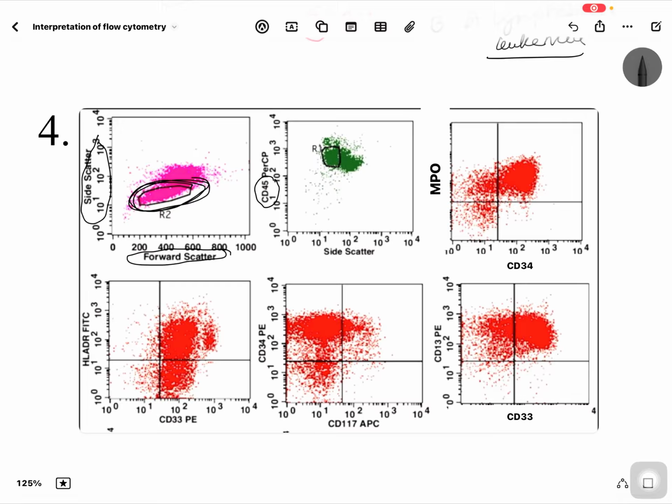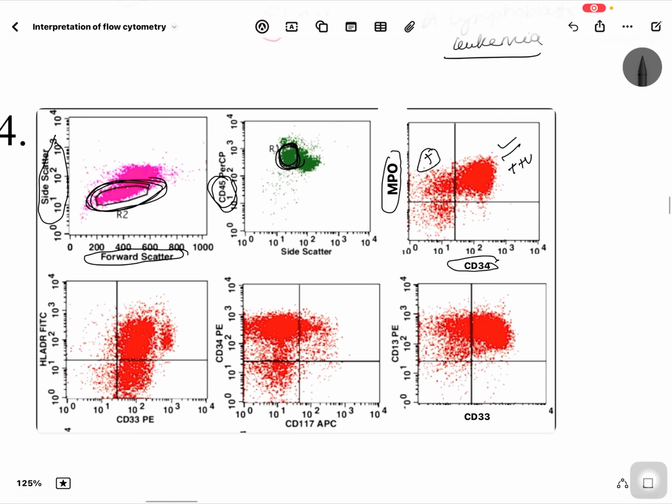And here we have CD45, that is the leukocyte marker. Then something comes as MPO and then CD34. MPO and CD34 being in this quadrant, both are positive. Few cells are positive for MPO, but few are present for CD34. So basically, what are these markers? MPO is a myeloid marker, and CD34 is a marker of blasts.